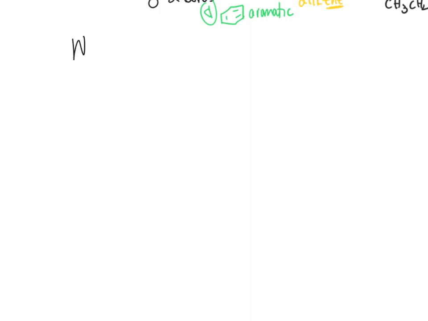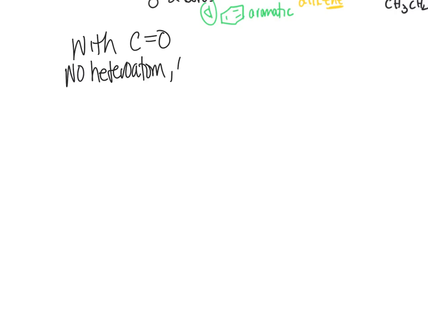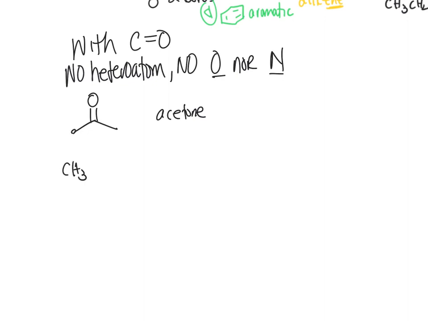Okay, so now this is with a carbonyl. And let's do no heteroatom, so no oxygen nor nitrogen. So you could have something like this. This is called acetone. Smells like fingernail polish. This would be CH3, and then you would have CO and then CH3. You see how the oxygen has 2 bonds and 2 lone pairs. This is called a ketone, O-N-E, a ketone.